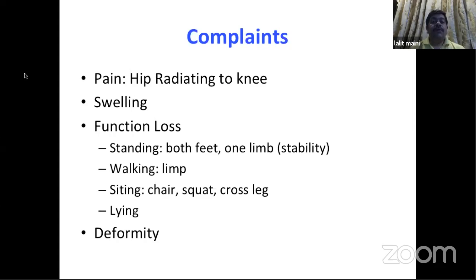So the common complaints around the hip. Now this part we're going to repeat two or three times in the next 10 minutes. Pain, which is going to be the most important. Swelling. Function loss. Now the function loss could be in standing, maybe on both feet or one limb. In walking, it could be in sitting, chair, squatting, or cross-leg, or it could be in lying down. And then the patient could come with a presentation of a deformity.